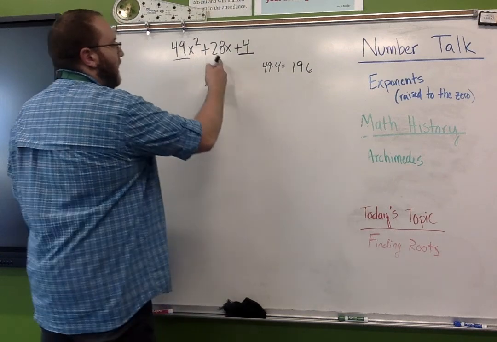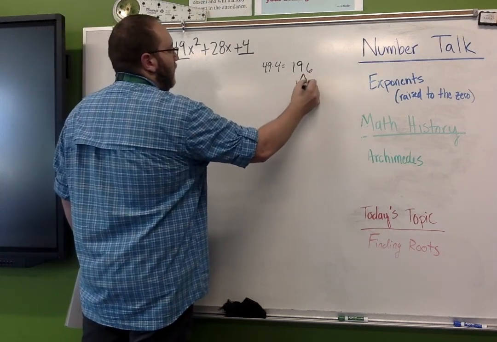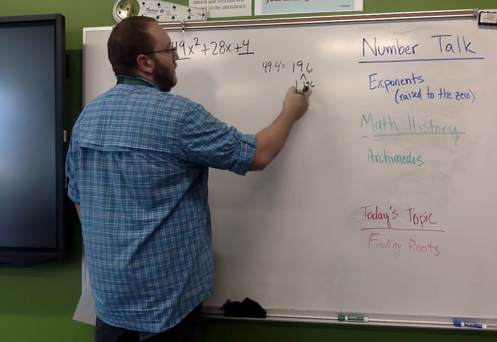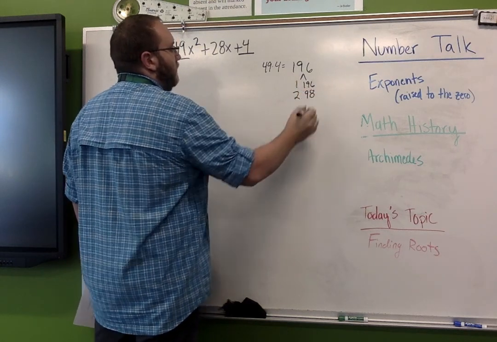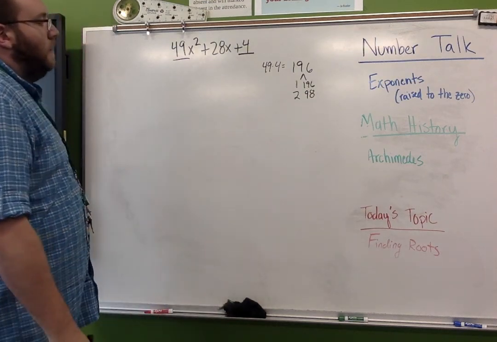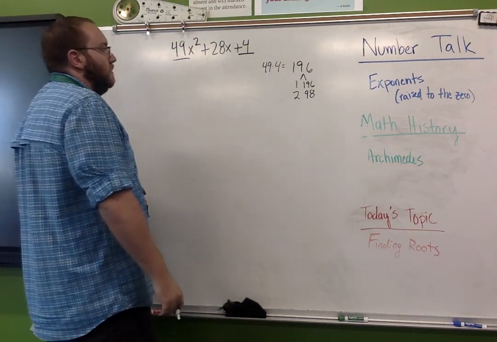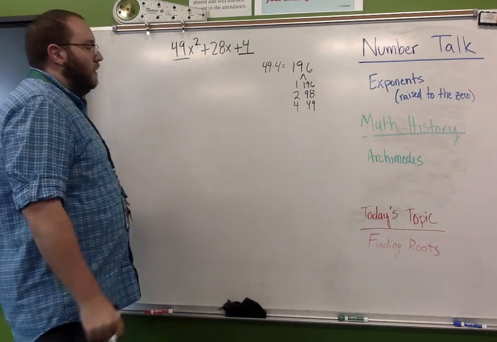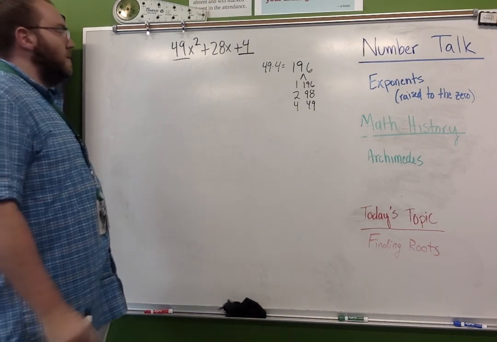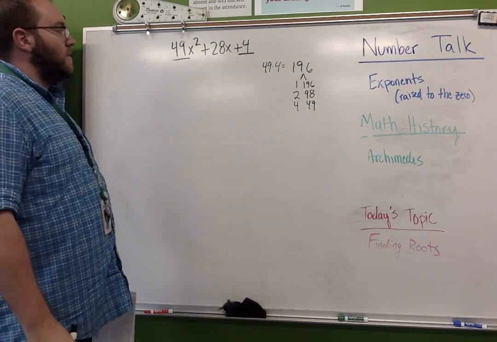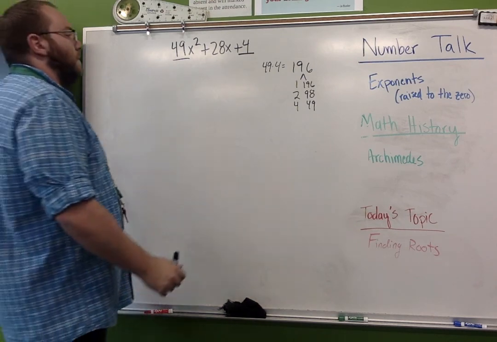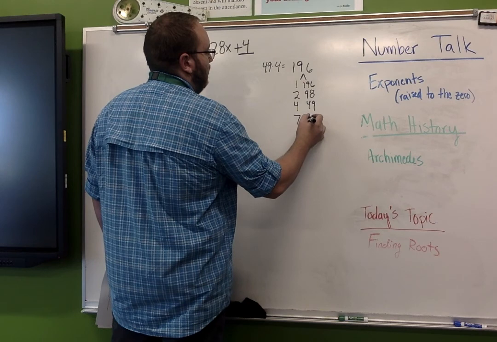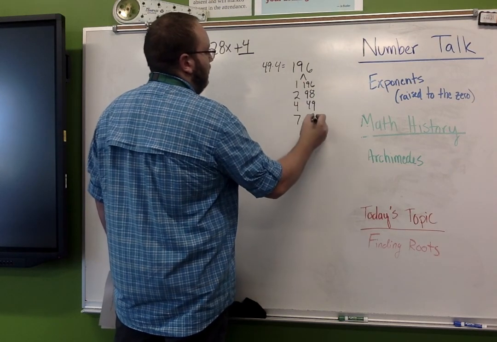Factors of 196 that add to 28. Well, 1 and 196 obviously isn't. 2 and, let's see, 98. Nope. 3 doesn't go into 196, but 4 does. Right, 4 and 49. We just did that. 5 doesn't. 6 doesn't. 7 doesn't. Or, hold up, 7. Oh, 7 does. 7 and 28.